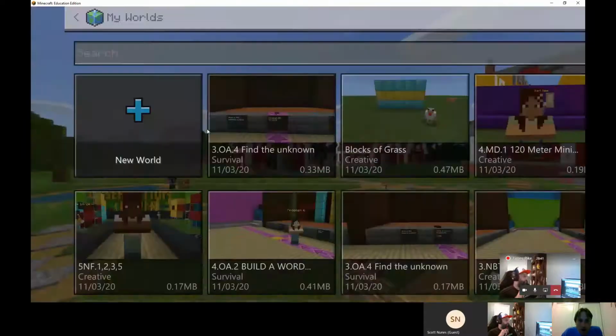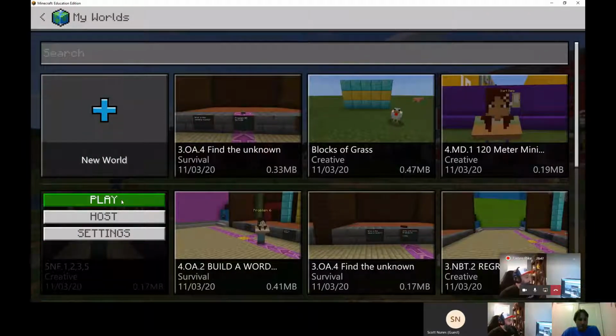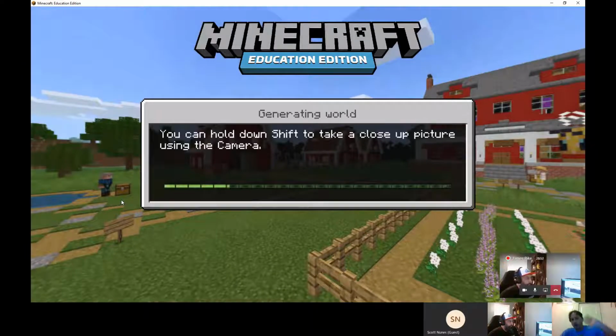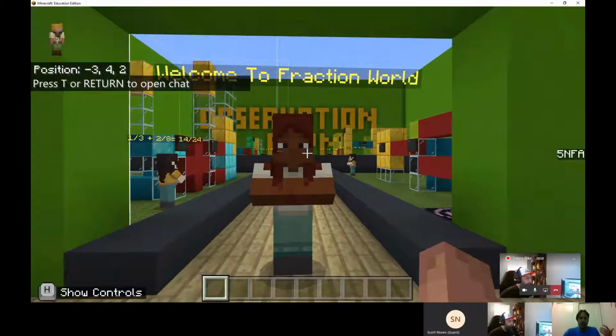All right, so over here, we have a 5th grade fraction world. And what's cool about this one is it's a very, very long world. If you do this in class, you can pick and choose the standards that you want to do. But it does cover all the fraction standards for Common Core 5th grade.